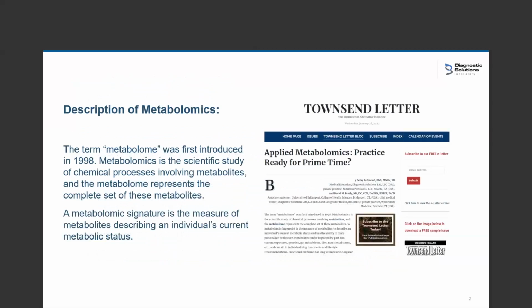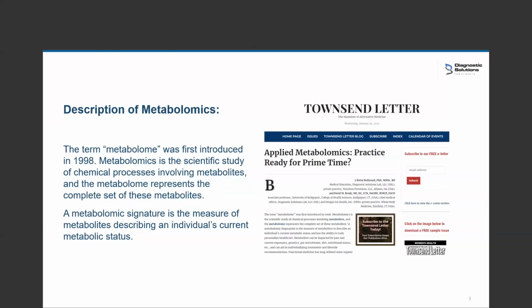So this first slide defines what I mean by metabolomics. I'm pulling this from an article that Dr. David Brady and I wrote last year on applied metabolomics. So the term metabolome is about 20 years old. Metabolomics is the scientific study of chemical processes involving metabolites. And the metabolome is that complete set, just like the genes and the genome, and proteins and the proteome. So a metabolic signature is the measure of metabolites describing an individual's current status, which certainly can change.